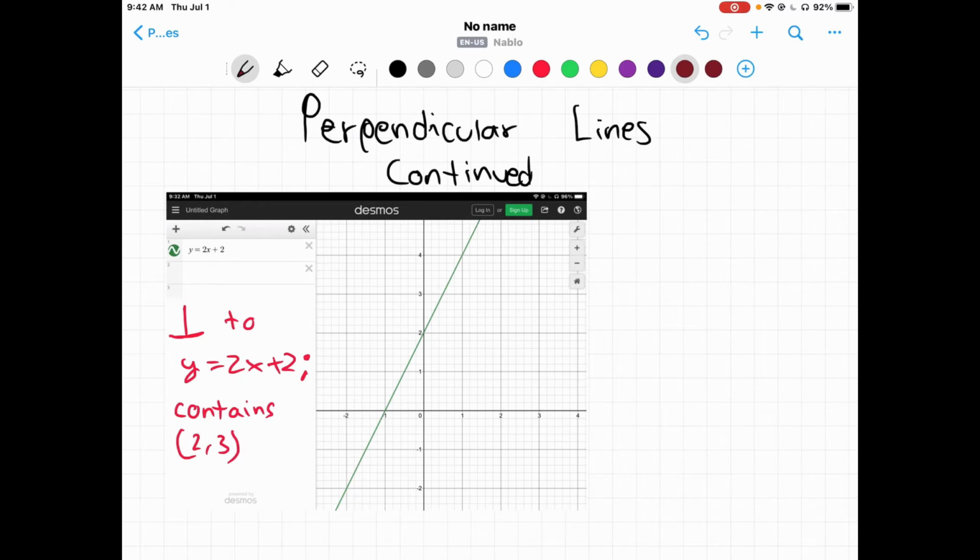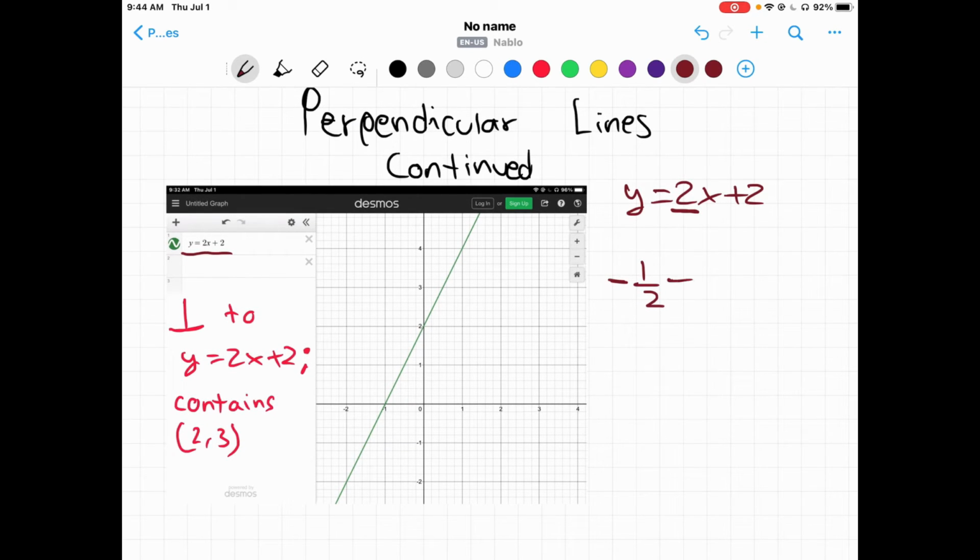Now here we have an equation, y equals 2x plus 2, and we're asked to find a perpendicular line to that equation that contains the point 2, 3. Now, as I explained before, the slope of this perpendicular line has to be the negative inverse. So in this case, y equals 2x plus 2, the slope is 2. So in this new equation, the slope would be the negative inverse, which would be negative 1 half. So now we know the slope, this would equal m. We also know that it contains the point 2, 3.